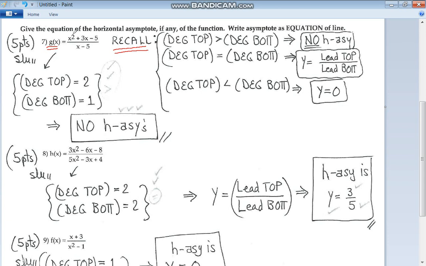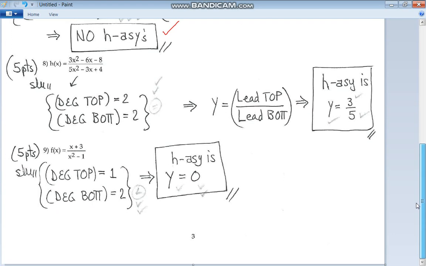Okay, so here we have a degree 2 polynomial on top. On the bottom we have a degree 1 polynomial. So the degree of the top is greater than the degree of the bottom, and that means there are no horizontal asymptotes. Moving on to question number 8, comparing h of x equals 3x squared minus 6x minus 8 over 5x squared minus 3x plus 4. The degree of the top is 2, right?